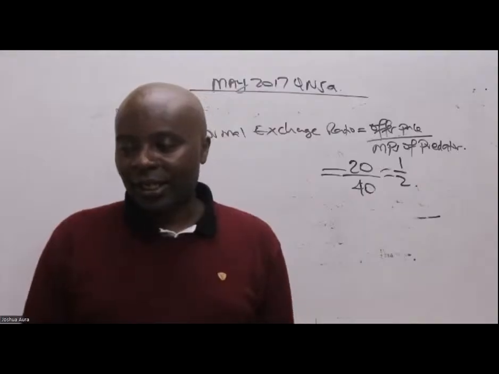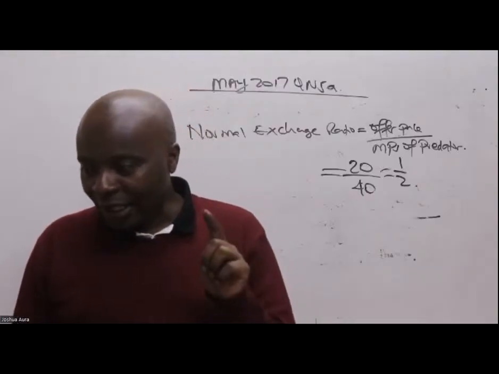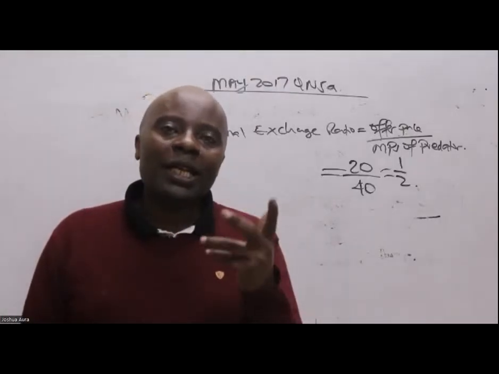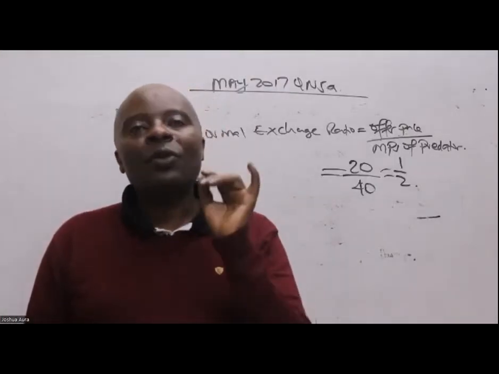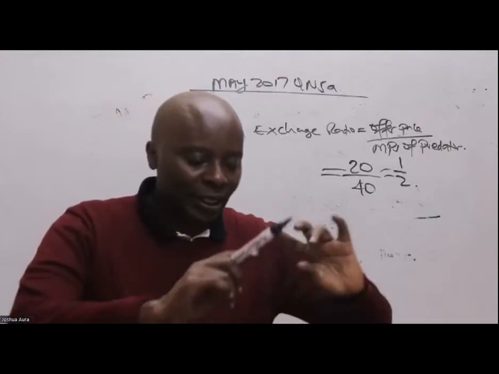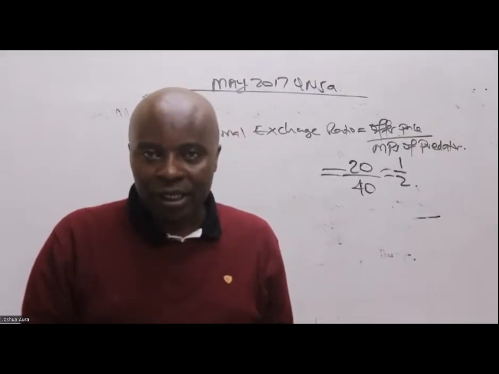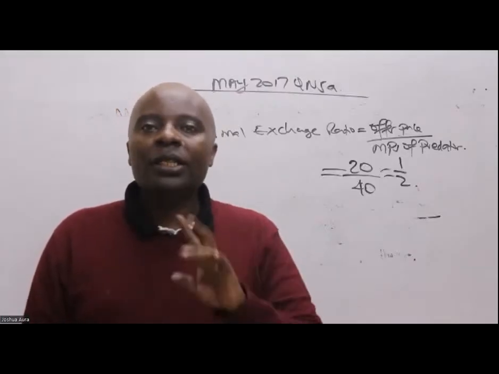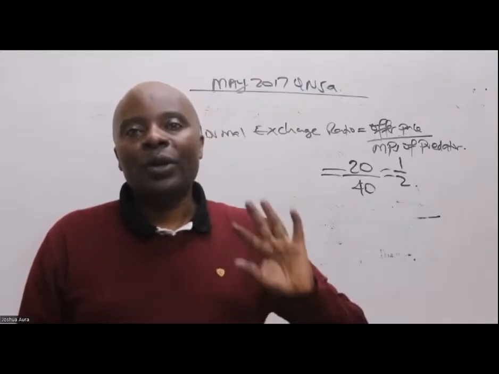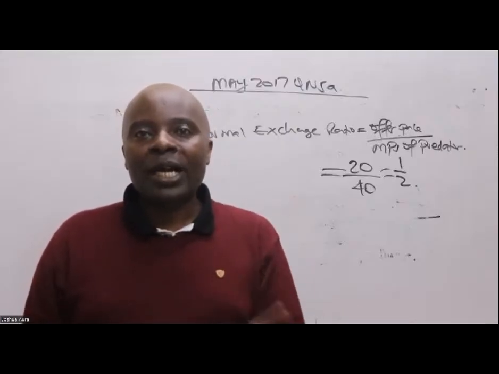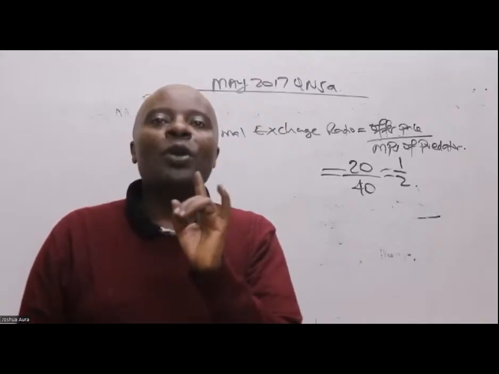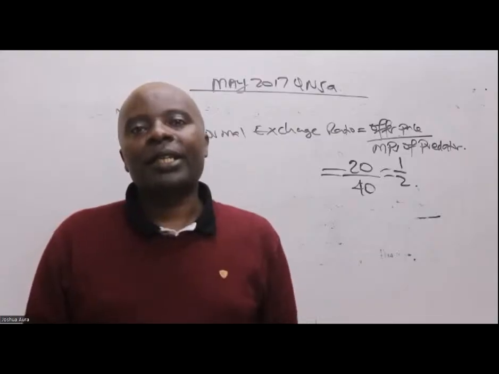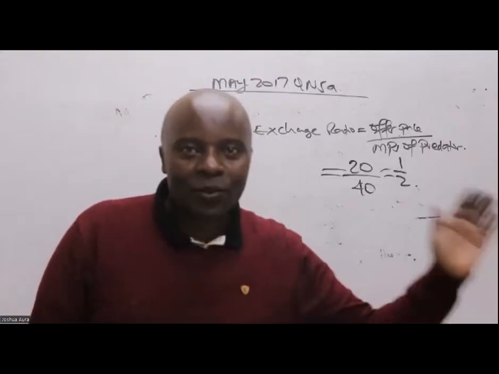So come back to this hint. Whenever you are given an offer price, which in this case, for your revision, you can write in brackets shillings 20, always compute the normal exchange ratio, and then you highlight with yellow.